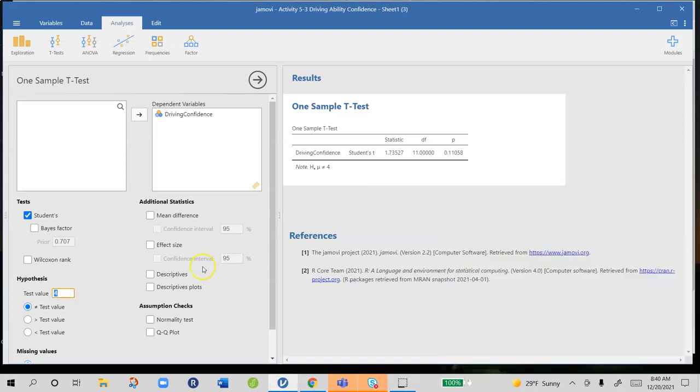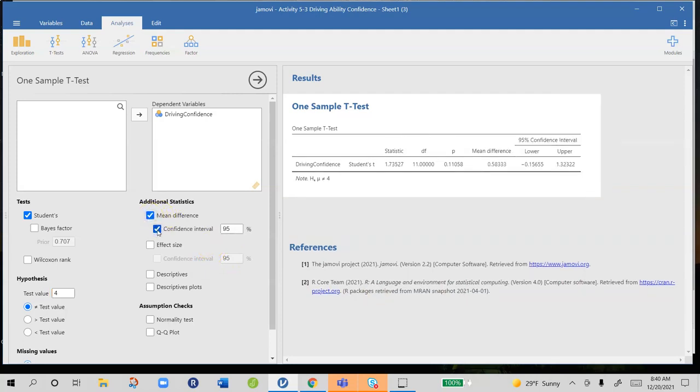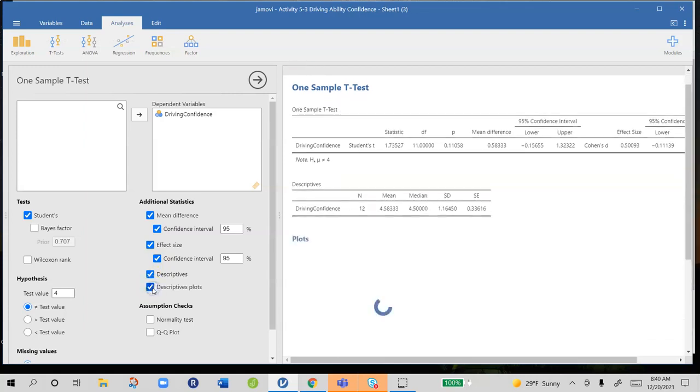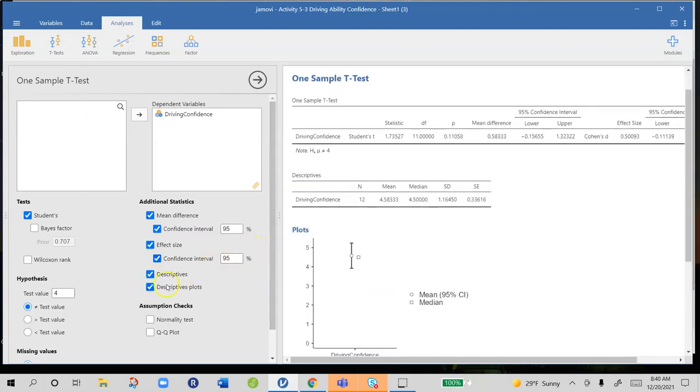All right, so we changed that to 4, and then we're going to look for the mean difference and the confidence interval around the mean difference. We're also going to get the effect size and the confidence interval around that. Get descriptive statistics and descriptive plots. I've left the hypothesis as the default. It's a two-tailed test because that's what we're doing in this case.